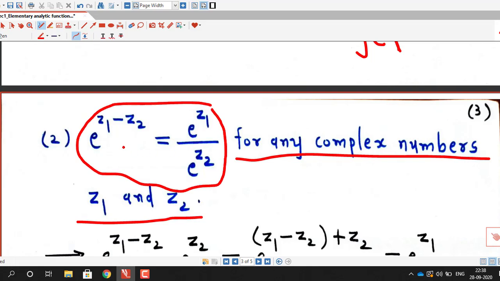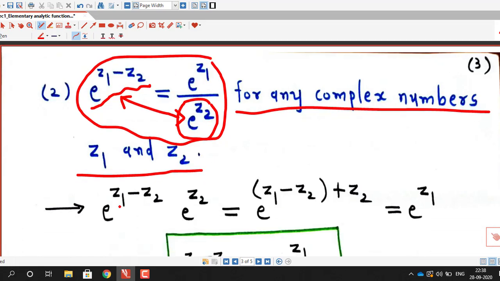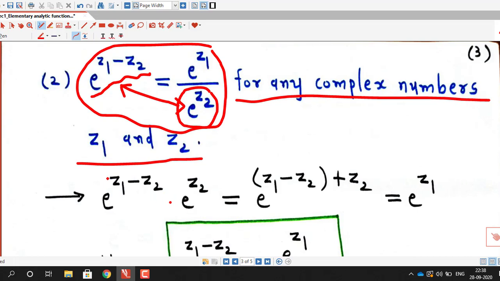it is enough to show that product of these two, e raised to z1 minus z2 into e raised to z2. If I can show that product of e to the power z1 minus z2 with e to the power z2 is e raised to z1, then I have proved my property. So we start by taking product of e to the power z1 minus z2 with e to the power z2.